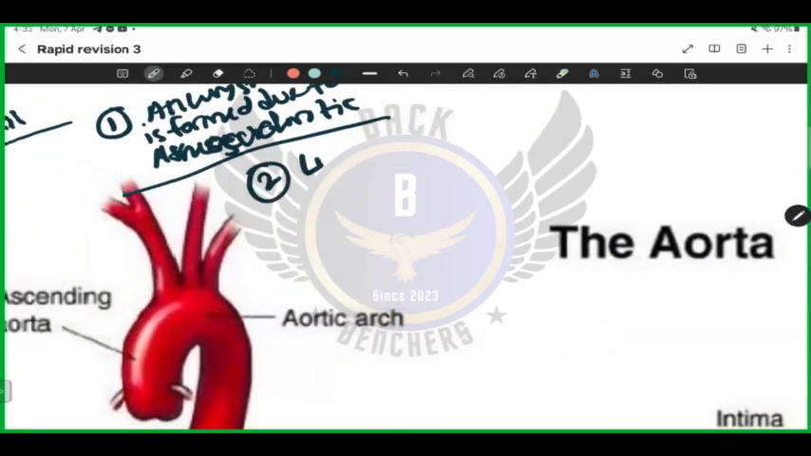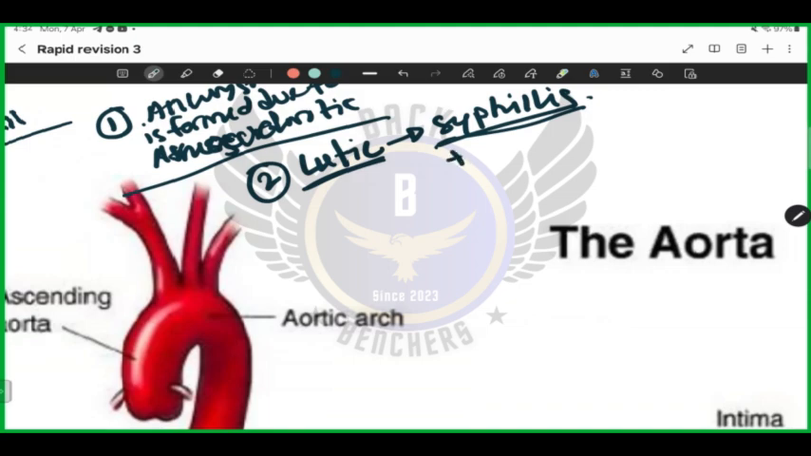Number 2, luetic aneurysm, caused by syphilis. Syphilis can cause your vessel wall weakness too. So that aneurysm will be called luetic aneurysm. Syphilis organism is Treponema pallidum. Treponema pallidum. Number 3, mycotic aneurysm.